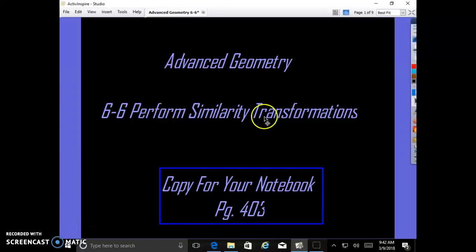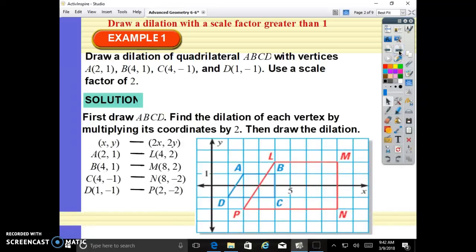Similarity transformations. Draw a dilation of quadrilateral ABCD with the vertices A (2, 1), B (4, 1), C (4, -1), and D (1, -1). Use a scale factor of 2.